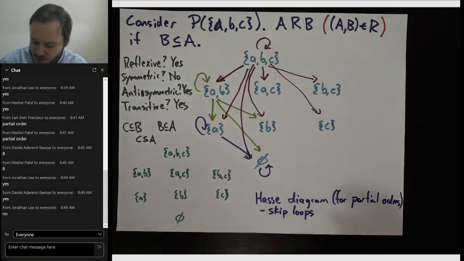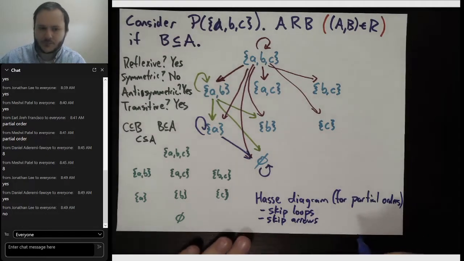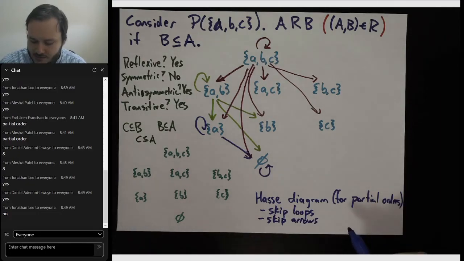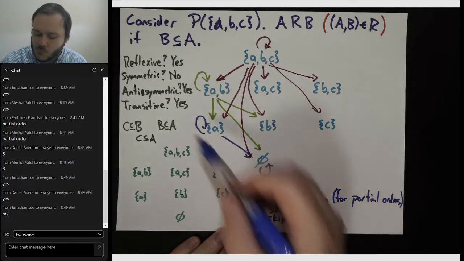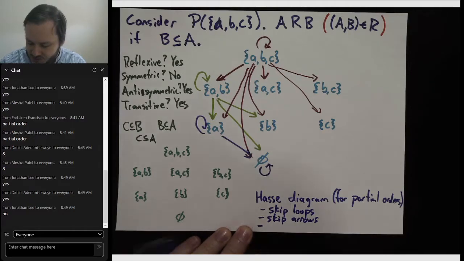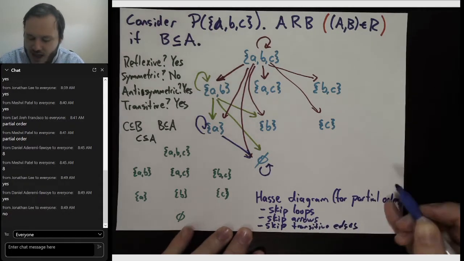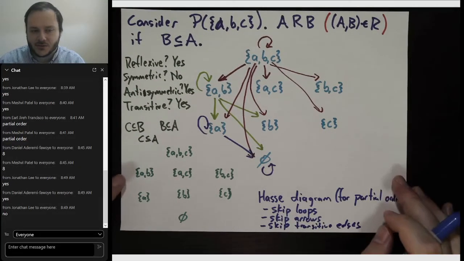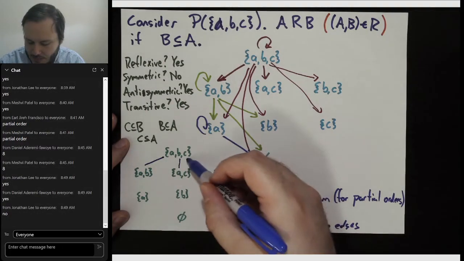You can also skip the arrows when you're drawing a Hasse diagram. And then lastly, we know that certain edges have to exist by transitivity. So we're going to skip the transitive edges. So let's look at the Hasse diagram for this partial order. Skip the arrows, just like that.